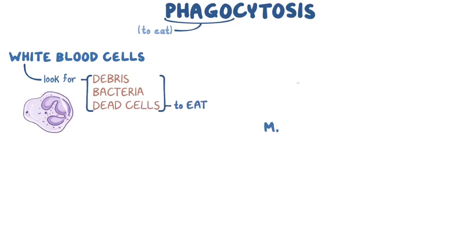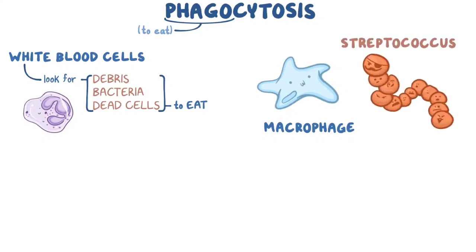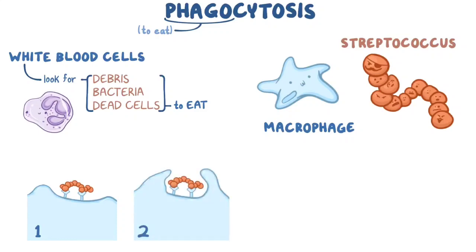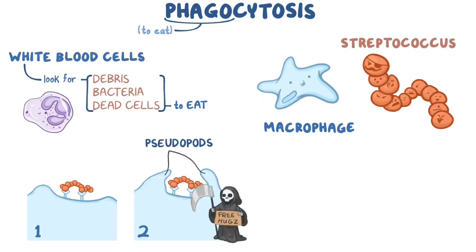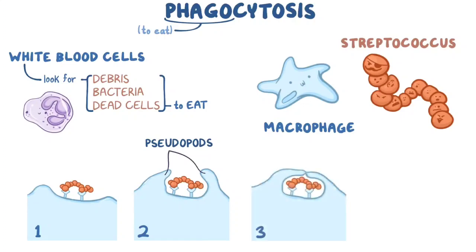So let's imagine that a macrophage comes across a particularly bothersome streptococcus. First, the strep attaches to macrophage receptors on its cell surface. The macrophage then extends arm-like projections called pseudopods around the strep, like a death hug. Then the strep is slowly engulfed by the cell membrane, which invaginates to form a vesicle on its inner side. The vesicle then separates from the cell membrane, forming the phagosome.